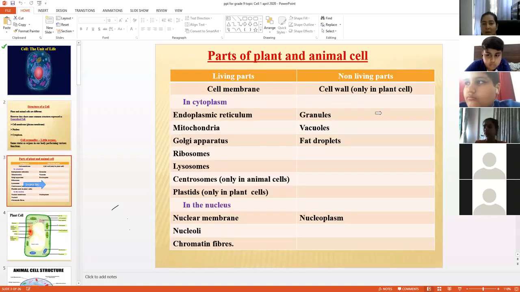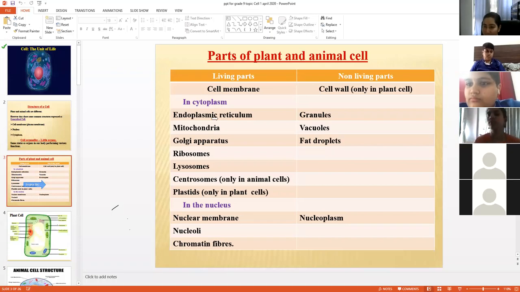Okay. Now, students, these are the parts of a plant and animal cell. There are living parts here, and there are non-living parts. In a plant cell, the cell wall is a non-living part. This non-living part, children, is made up of cellulose. The different types of living parts are in the cytoplasm.